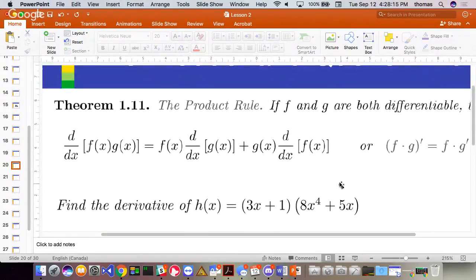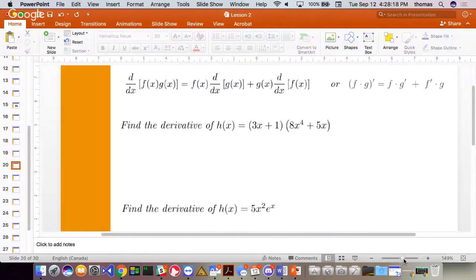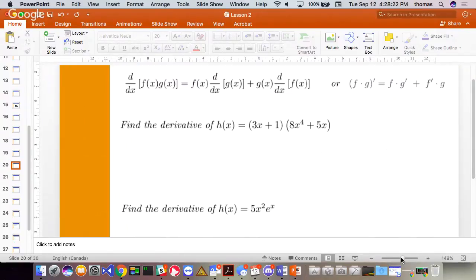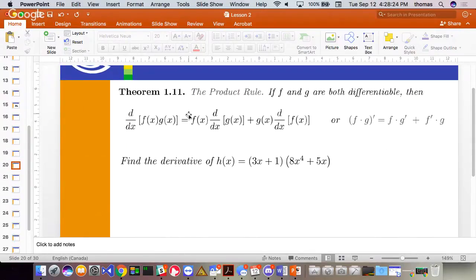Here's the difficult one. I'm not going to tell you that it's the easy one. This is the more difficult one, okay? I'm going to put these formulas on there for you, but sometimes what you have is two functions, f of x times g of x, and you want to find the derivative of both of the functions.